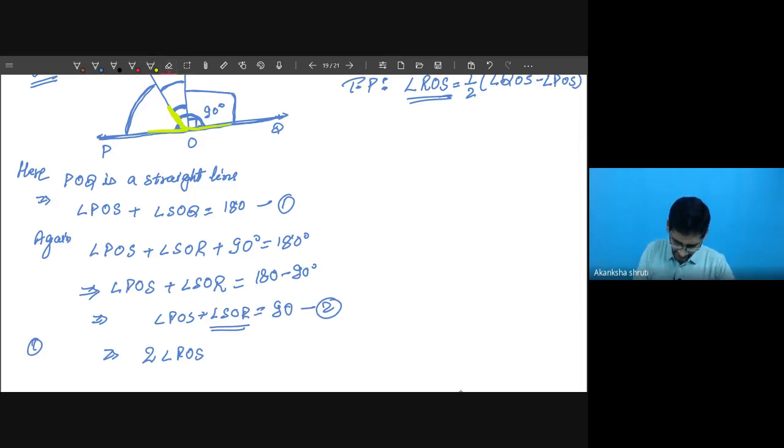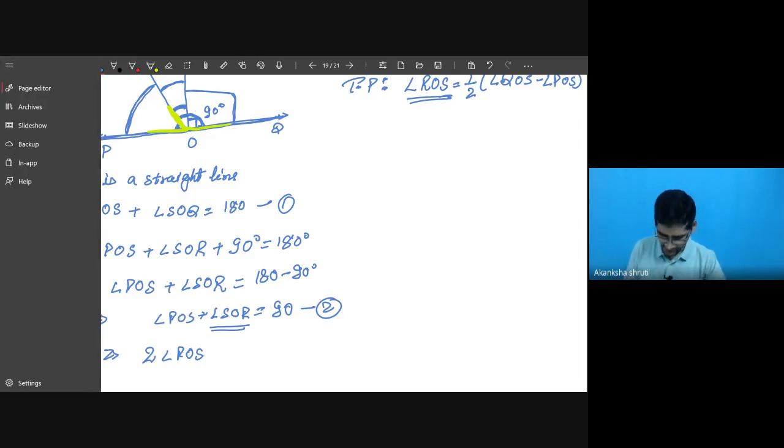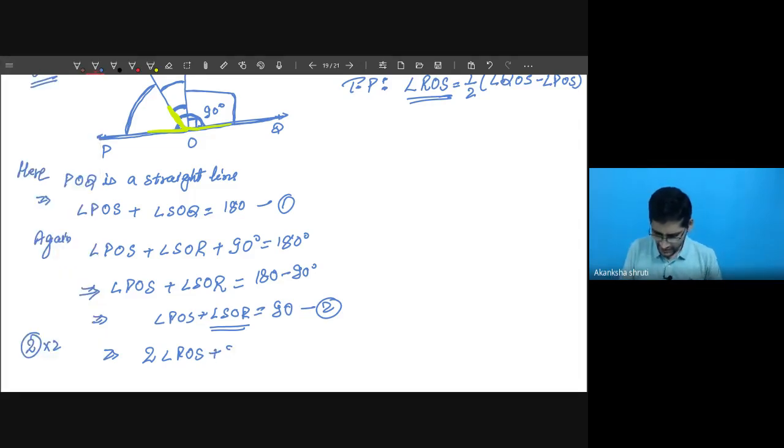Equation 2 is multiplied by 2, and we are rewriting this. Multiplying the equation means both sides have to be multiplied by 2. So write this plus twice of angle SOR is equals to 180 degree. Can we write like this? The same is written like this, means both sides are multiplied by 2 only, no difference.